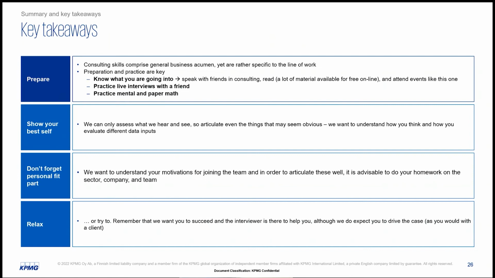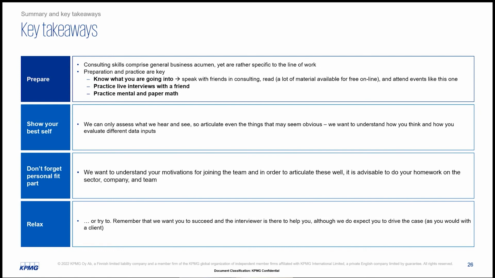Second, we've kind of mentioned this already, so we can only assess what we see and hear. So you really need to say even sometimes the obvious things so that we know what you're thinking. And then the third point, we really want to understand your motivations for joining our team. So you need to be able to articulate these well.